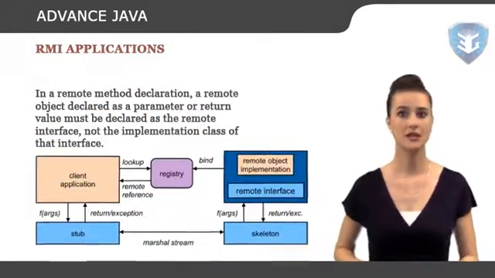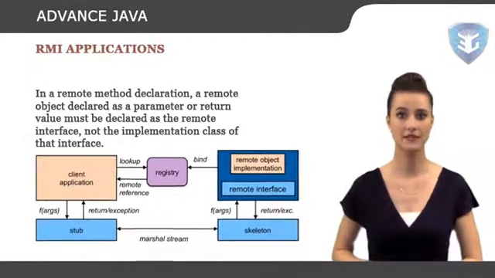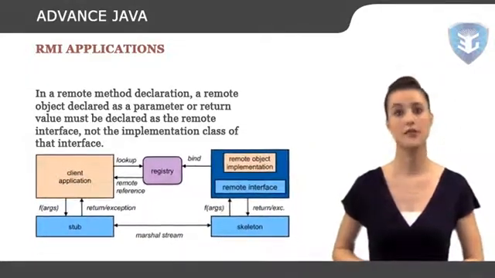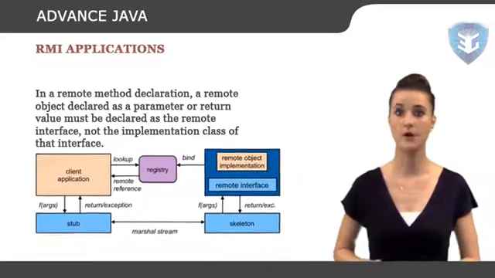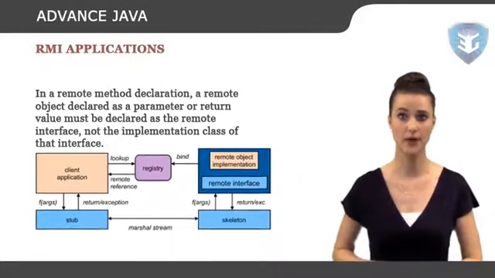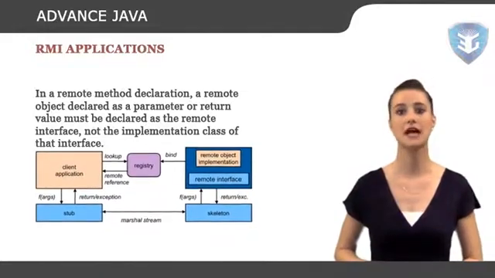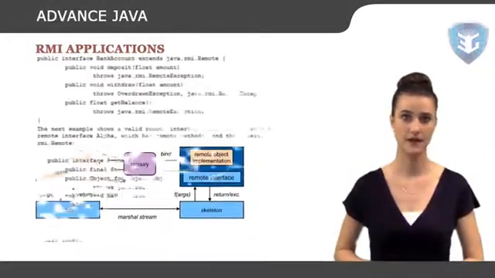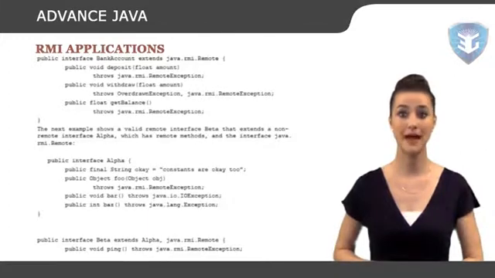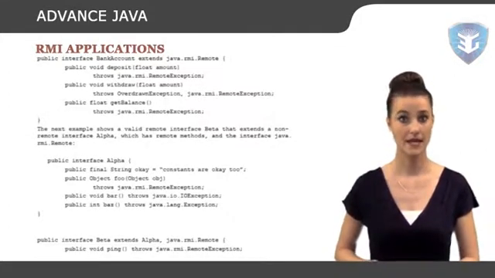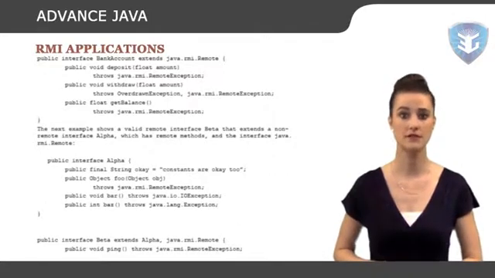In a remote method declaration, a remote object declared as a parameter or return value, either declared directly in the parameter list or embedded within a non-remote object in a parameter, must be declared as the remote interface, not the implementation class of that interface. This is an example for the interface BankAccount, which defines a remote interface for accessing a bank account. It contains remote methods to deposit to the account, to get the account balance, and to withdraw from the account.